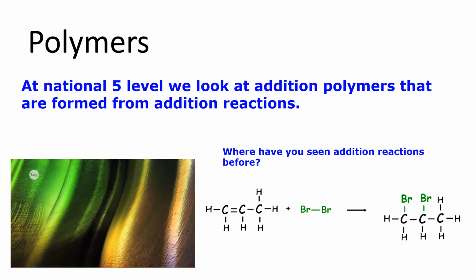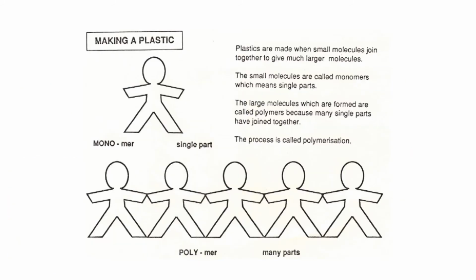So as you've seen from the Twig video, polymers is actually another name for a plastic. Okay, so if you want to make a plastic, you need to add monomers together. Mono we've seen in chemistry before, and it stands for one, and mer stands for part. So a monomer is just one part, a single part.